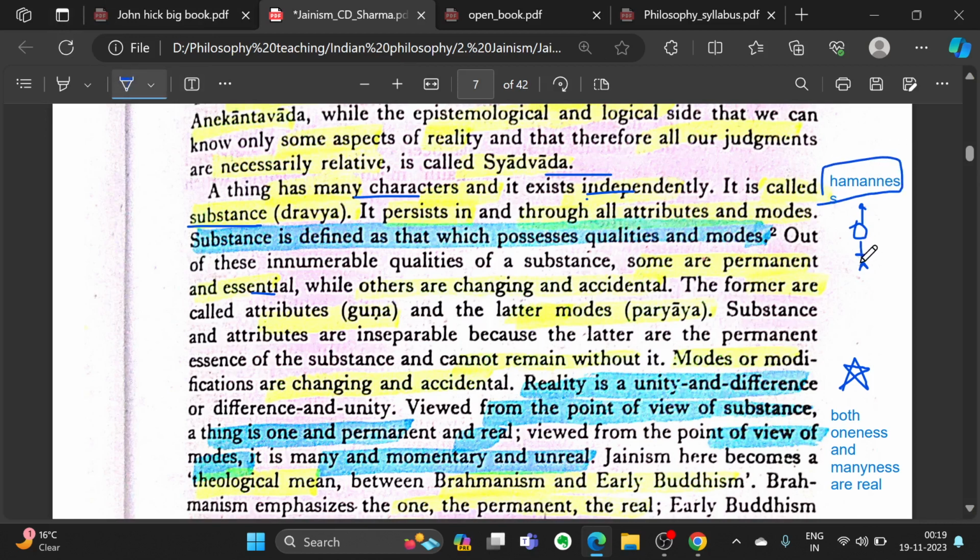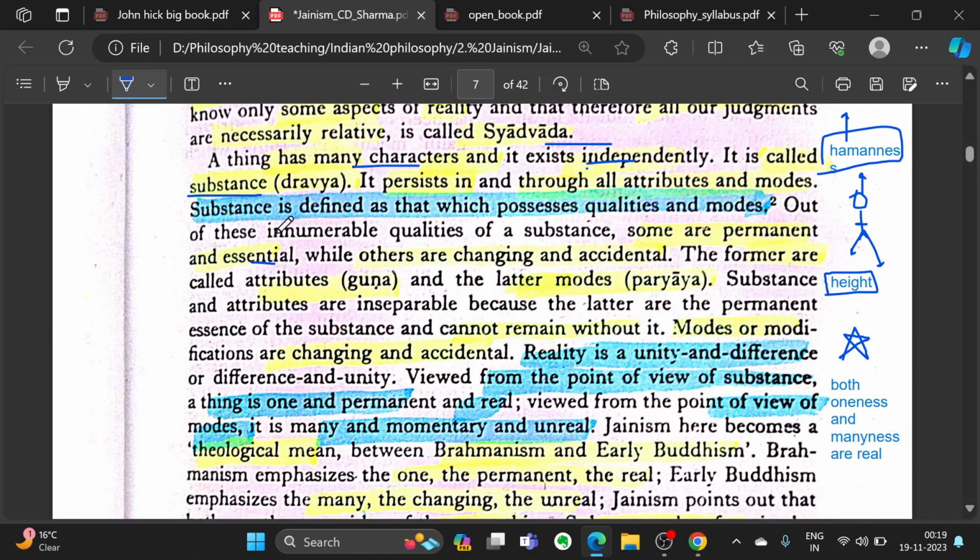The substance here is this human. But now consider the height of this substance. The height is varying. It varies with time, and hence it is a mode. It is accidental, whereas humanness is permanent. Out of these innumerable qualities of substance, some are permanent and essential, while others are changing and accidental. The former are attributes, and the latter are modes.